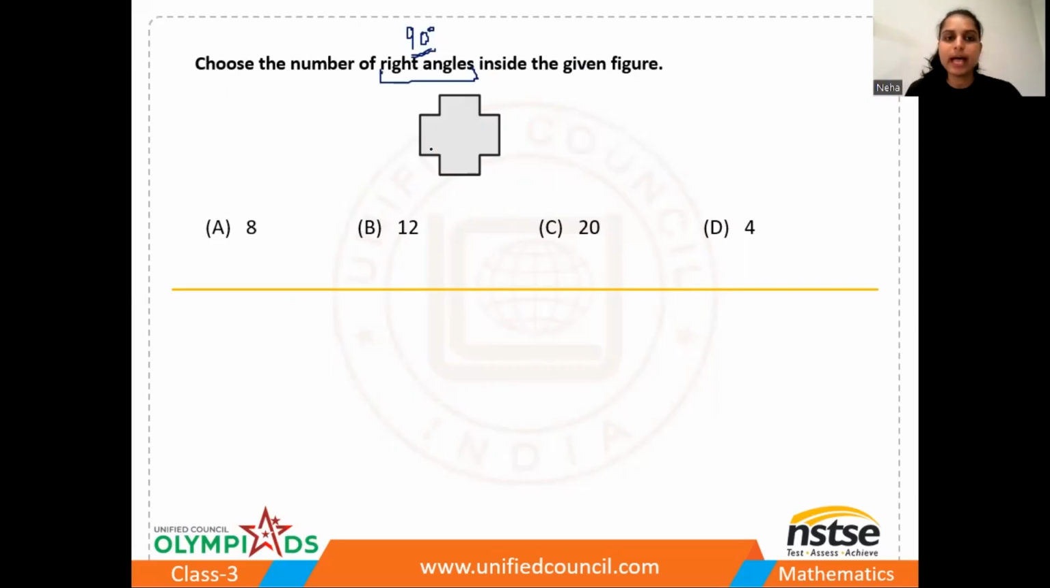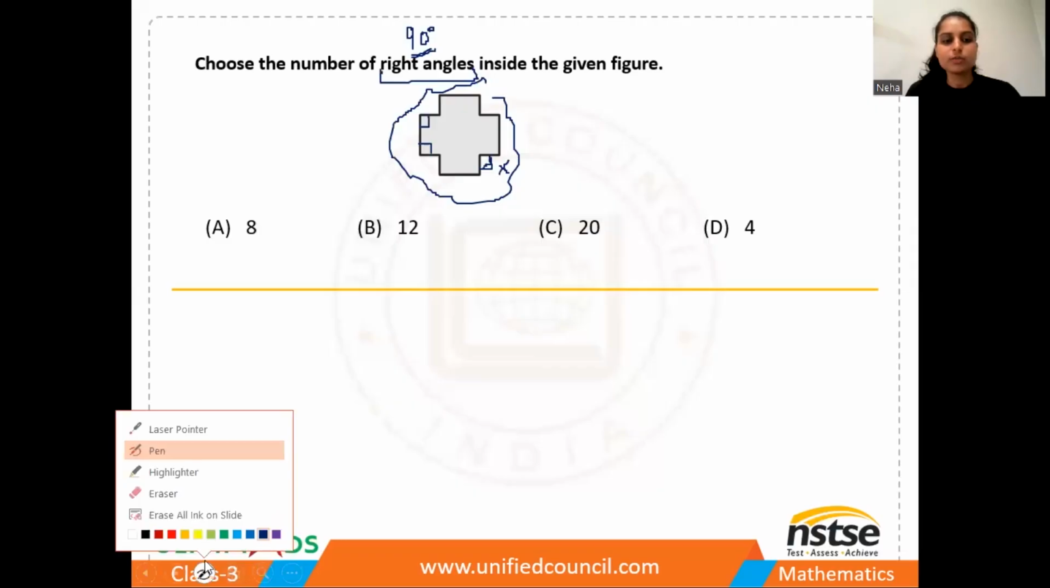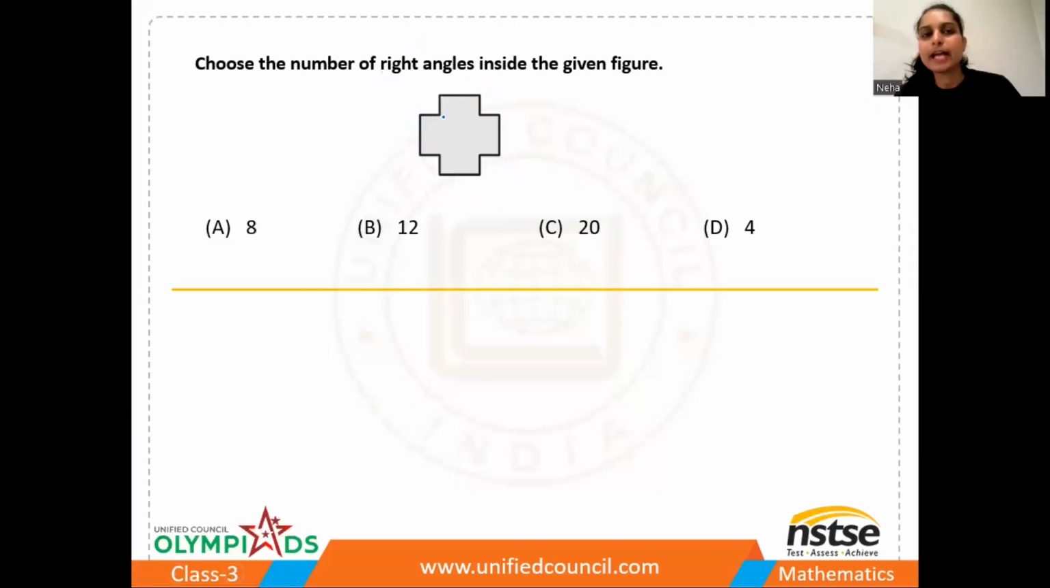You have to take the angles only inside the figure, not outside the figure. This boundary is outside the figure and the colored portion is inside the figure. So we have to find out the 90-degree angles inside the given figure. Let's start with this angle. This is a 90-degree angle.